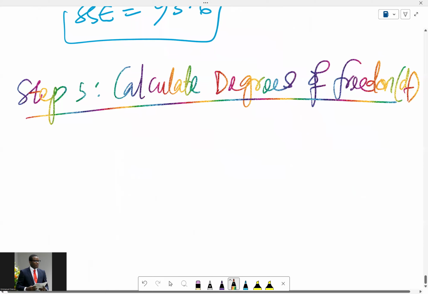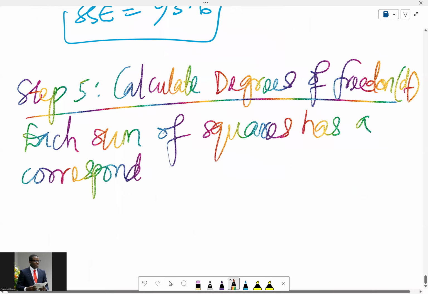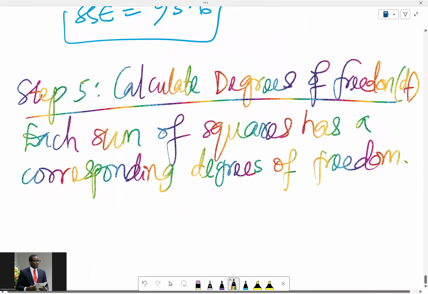Step 5. Okay, so here now, each sum of squares has a corresponding degrees of freedom. We have 5 sum of squares now, so each of them is going to have a corresponding degree of freedom. So each one has that.